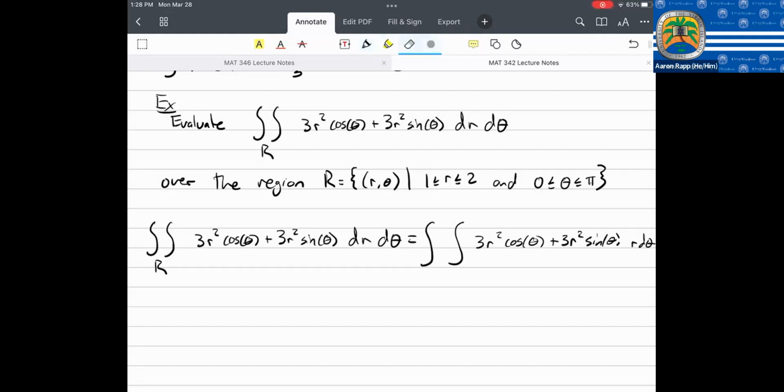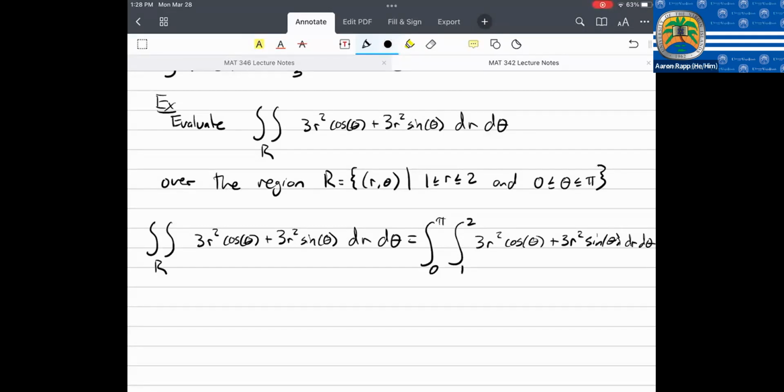What am I integrating with respect to first? Which means the bounds for the inner integration need to be from what to what? 1 to 2, what my variable r is bounded by. And I'm integrating last with respect to theta, which means that outer integral is bounded from what to what? 0 to pi.